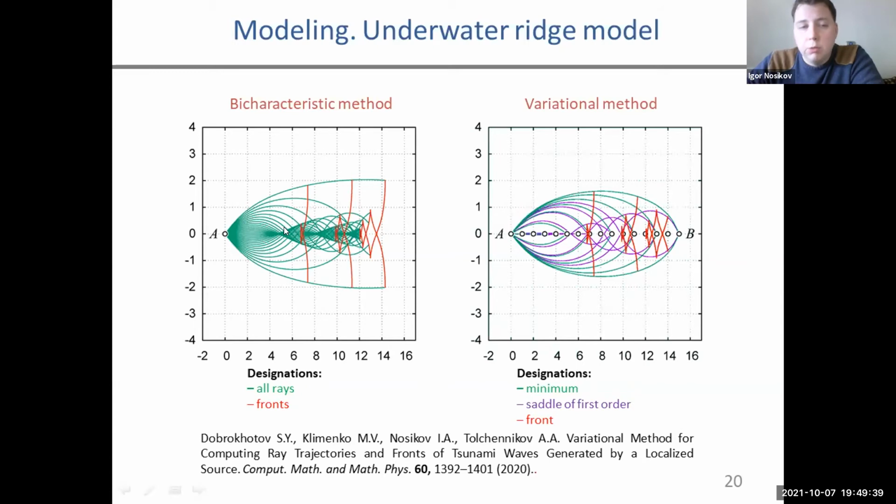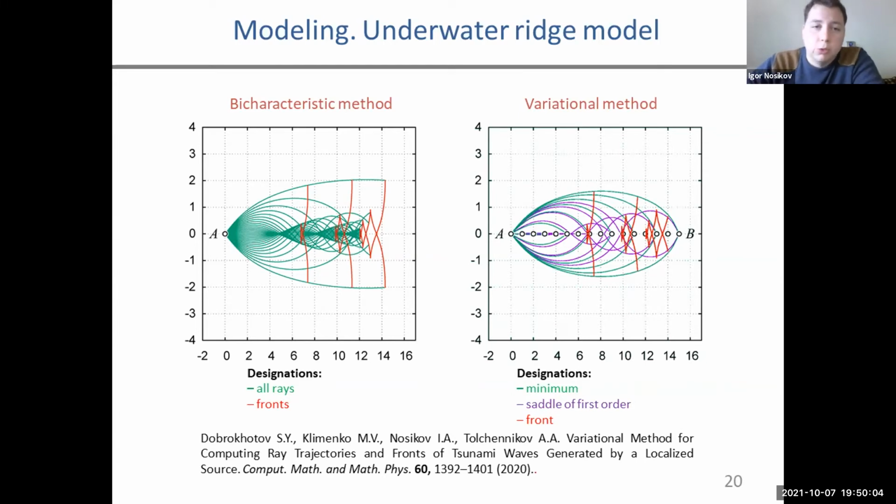There is another example, a simulation in an underwater ridge model. Here we can see a more complex picture of the rays and a more complex picture of the wave fronts. On the left side, you can see results of calculation by traditional ray tracing, and on the right side you can see application of the variational method.